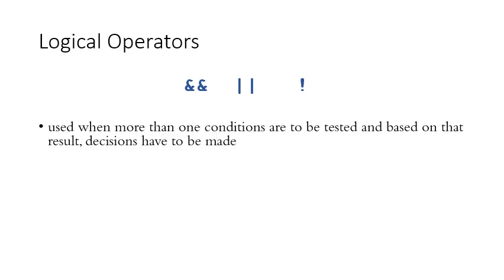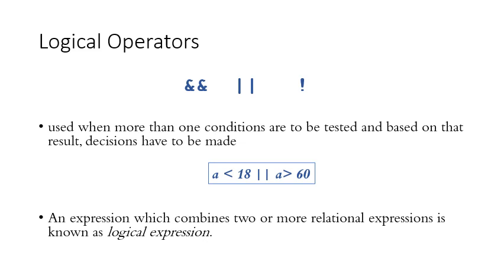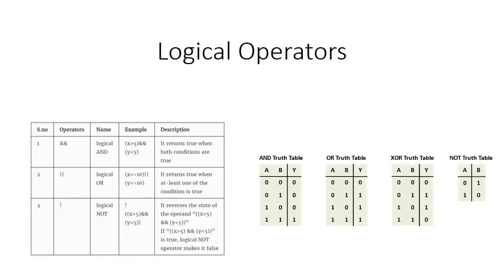And these operators can be used when more than one condition is to be tested, and based on the results decisions have to be made. So for example, we want to test whether A is less than 18, or if A is greater than 60. Okay, so it's an expression that we can use to combine two or more relational expressions. So here's how you can use your logical operators.